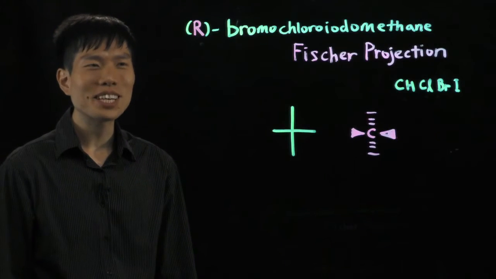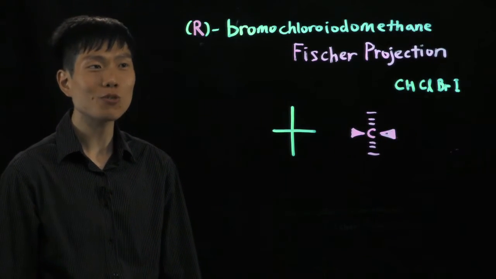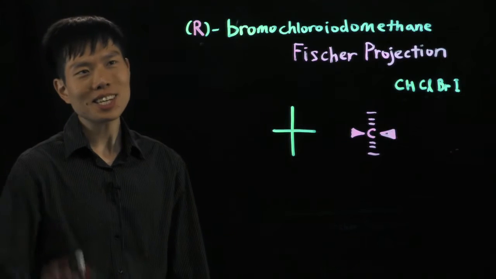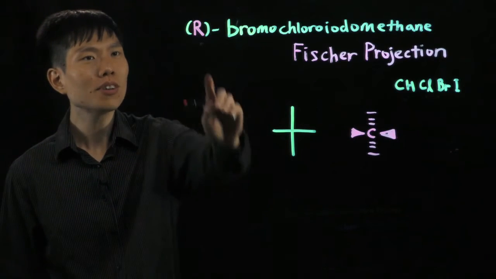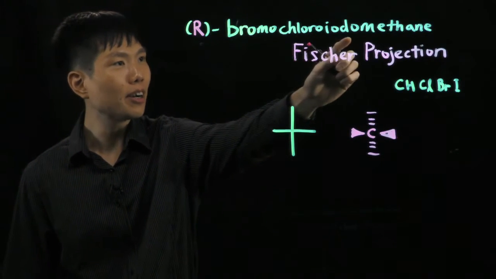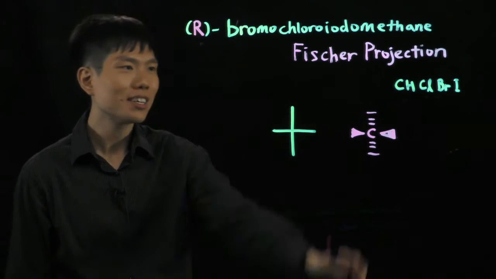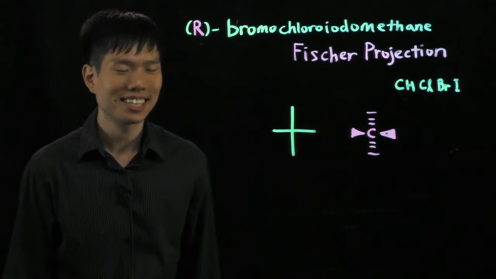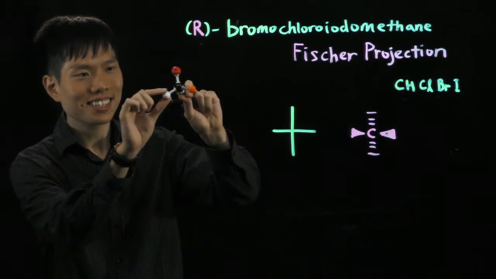Hi guys! So here we'll be learning how to recognize and draw the Fischer projection. Let's take a look at this molecule. I'll be using R-bromochloroiodomethane as an example. Chemical formula CHClBrI. With one carbon in my hand, there's a molecule.